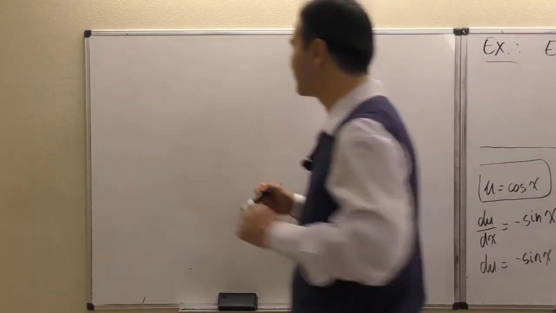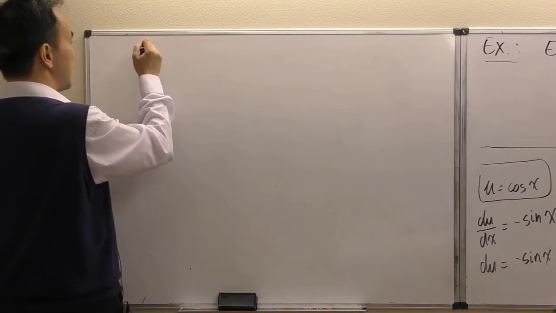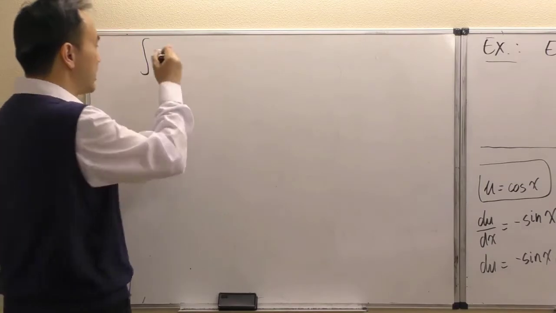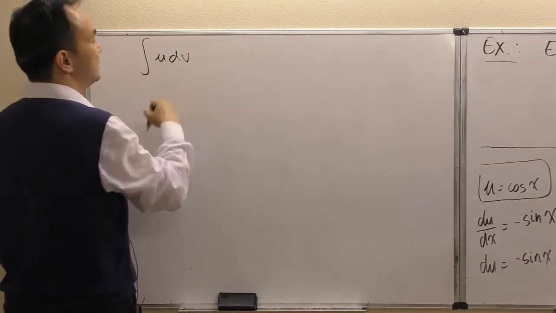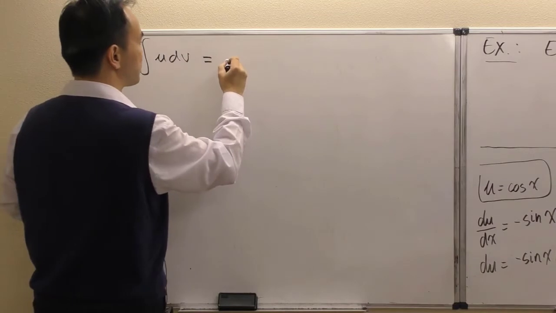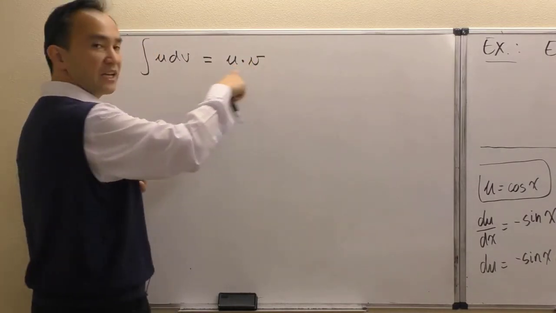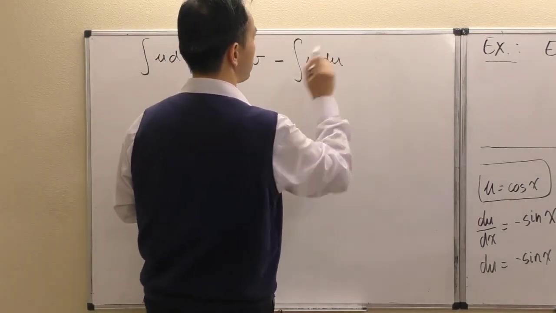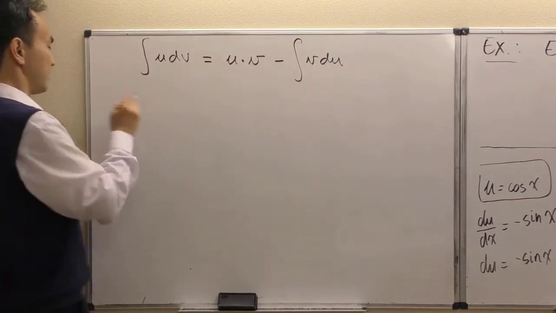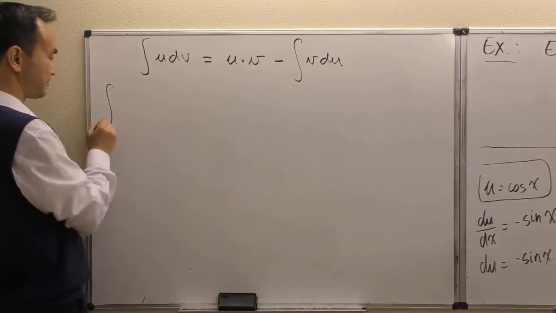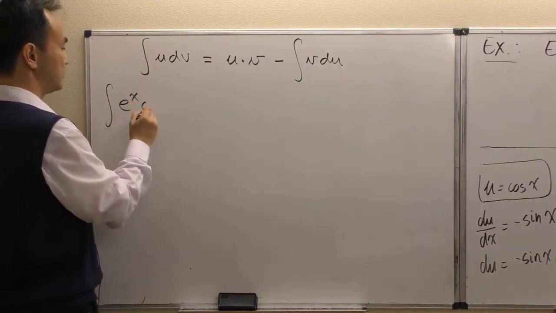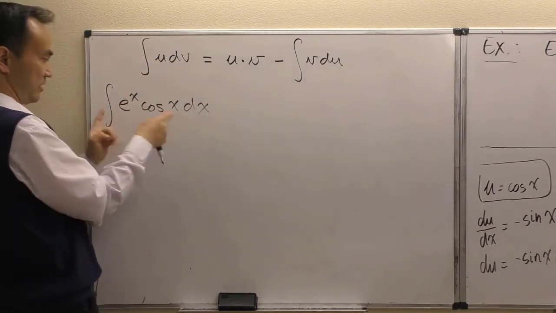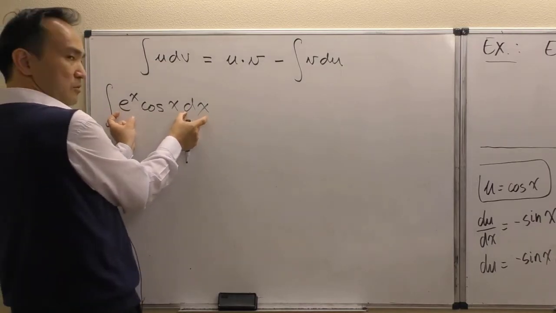The integration by parts formula is as follows. As long as we recognize our integral to be in the form of a u dv, the formula says we can multiply u with v, and then subtract an extra integral, v du. Of course, our starting problem is the integral of e to the x cosine of x dx, where u is cosine of x and dv is e to the x dx.